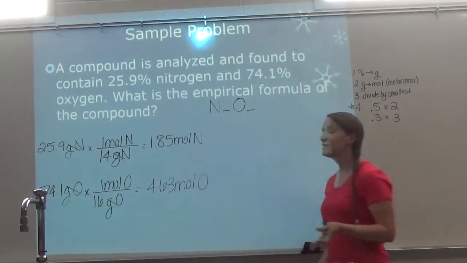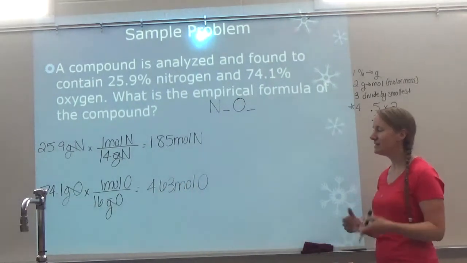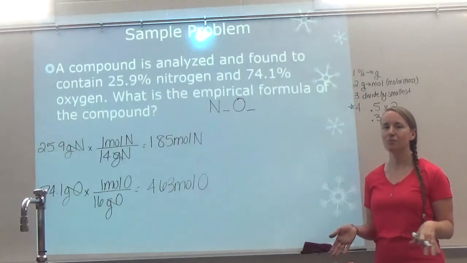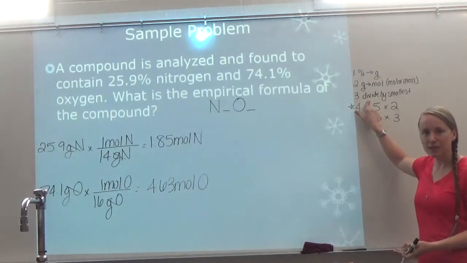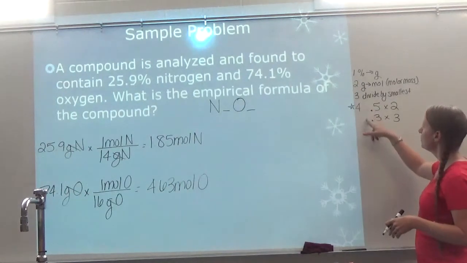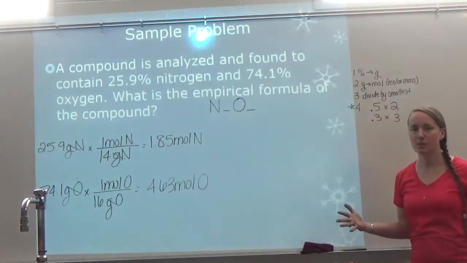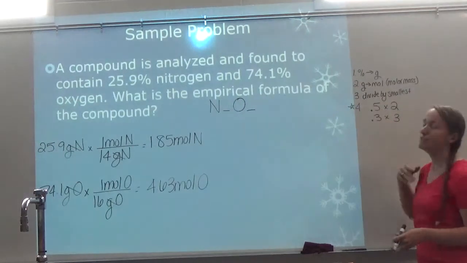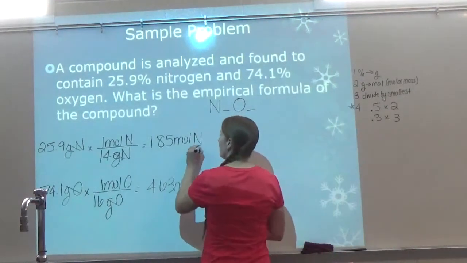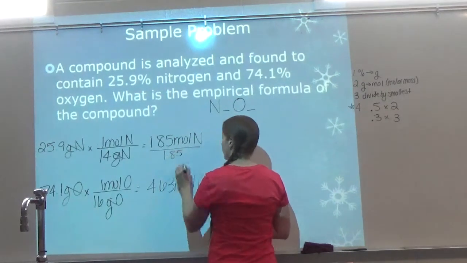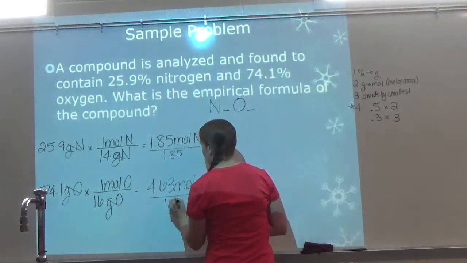Now, a lot of you stop here and say, wait a minute, this isn't a 0.3, this isn't a 0.5, what do I do? Well, you still have to do step 3. Once I teach you this part, a lot of you just skip over step 3. You still have to do step 3 and divide by the smallest first. So what's my smallest? It's 1.85. So I'm going to divide each of them by the 1.85.